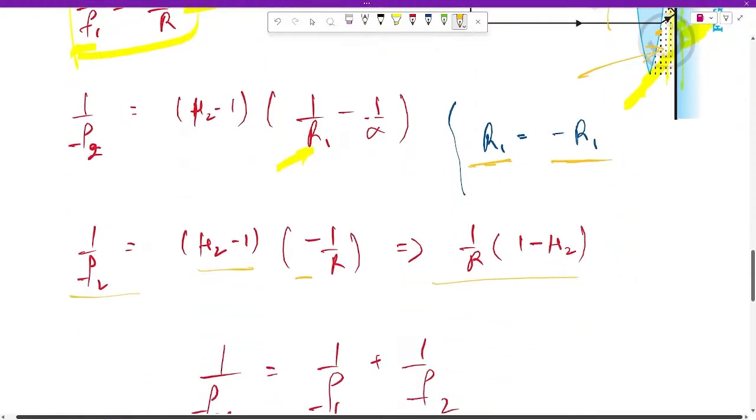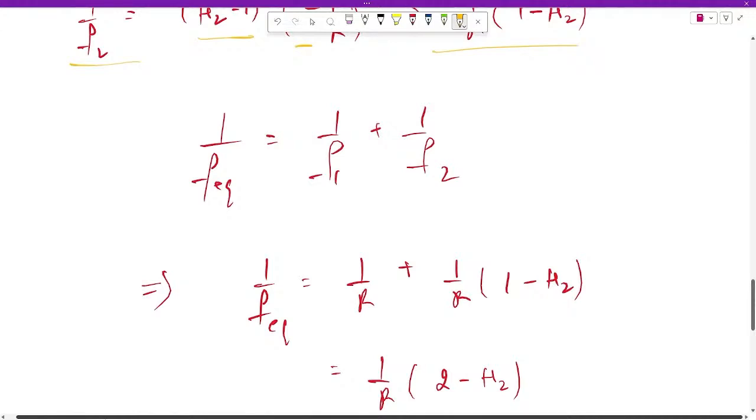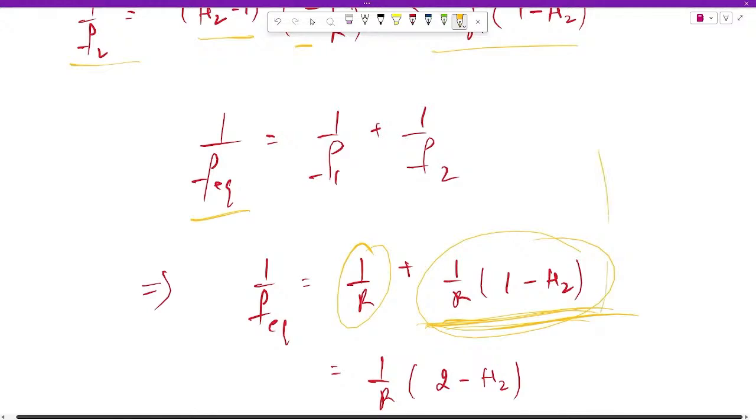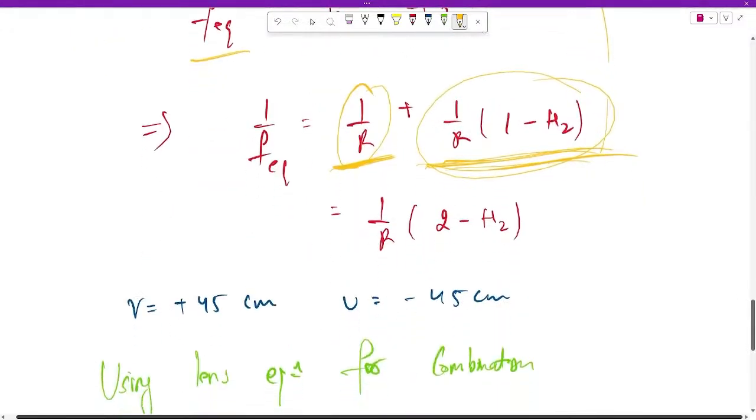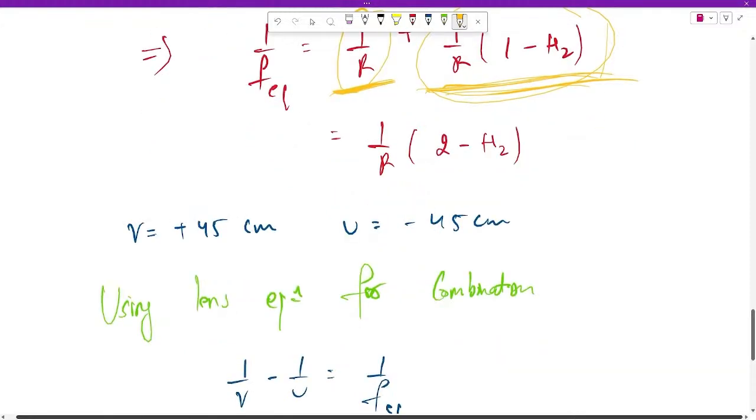Now we will calculate the equivalent focal length. We know that the equivalent focal length is given by the addition of the inverse of the focal lengths, since they are both in contact and both are thin lenses. So we can write 1 by F equivalent equals 1 by F1 plus 1 by F2. Now 1 by F equivalent is equal to that of the glass and that of the liquid. This is the one that contains the liquid focal length, which we calculated just now, and this is the one for the glass focal length. So 1 by F equivalent would be equal to 1 by R times (2 minus mu2).